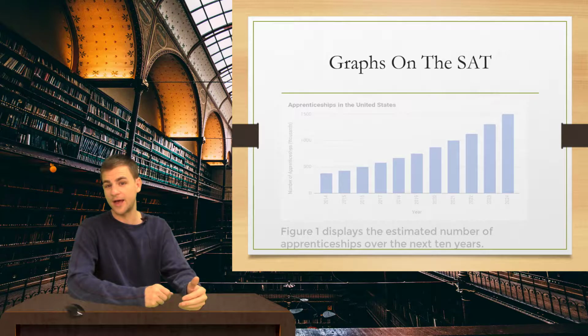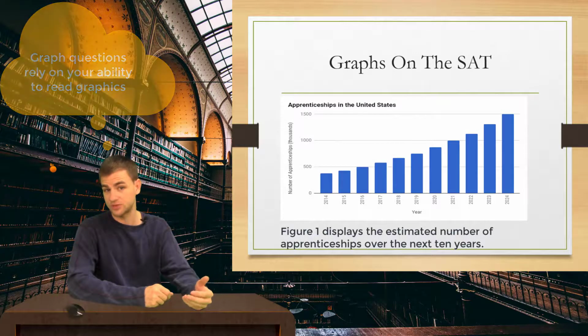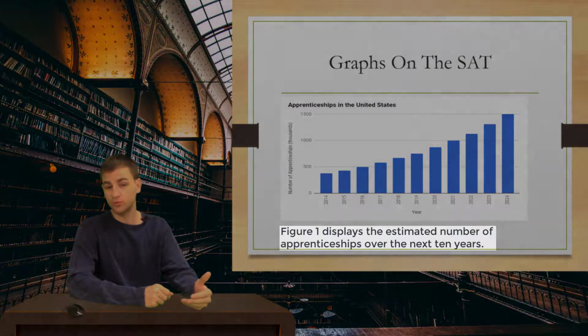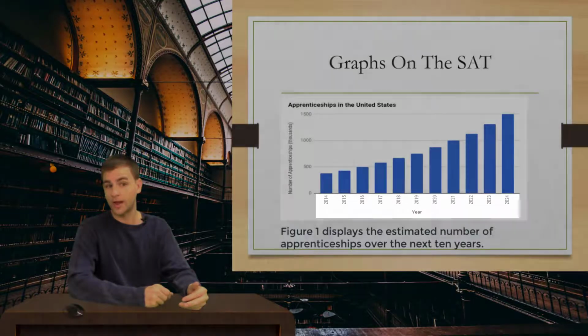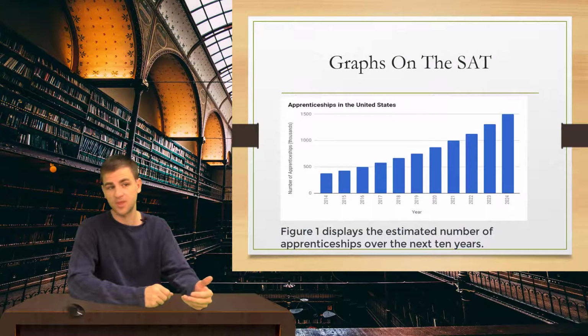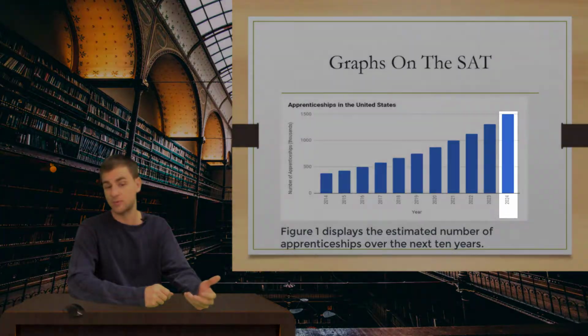To excel at graph questions on the SAT, you must first know how to read graphs. Start with the title and any legends or keys included in the figure. Also, read the caption if one is available. Analyze the x and y axes to see which variables are being compared. Look for any obvious trends in the data, such as a minimum or maximum value.